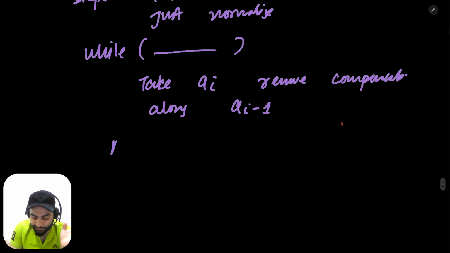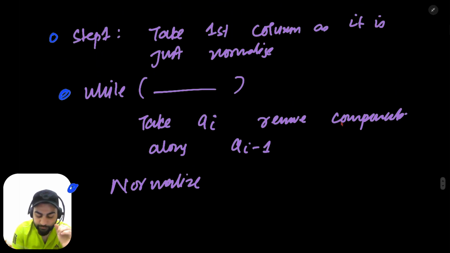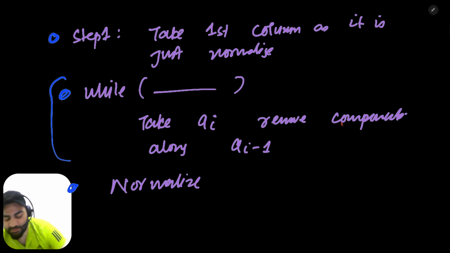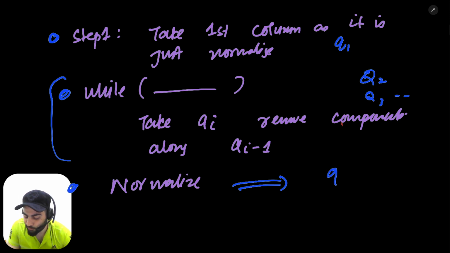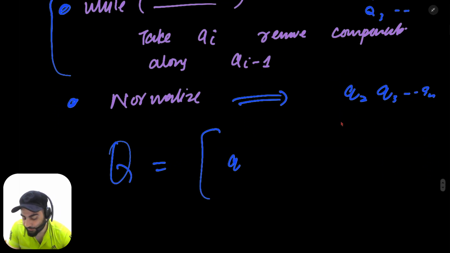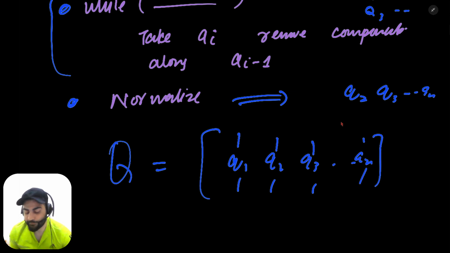And at the end, you should normalize everything. This is a multi-step process. Step one is take the first column as it is and just normalize, and this will be your Q1. Then from this process you will get this bigger Q2, Q3, and when you normalize, you'll get the smaller Q1, Q2, and so on. From here, you will get smaller Q2, Q3, and Qn. And now, when you put this Q together, it will be Q1, Q2, Q3, and so on. I hope the procedure of Gram-Schmidt is clear. Is it clear?